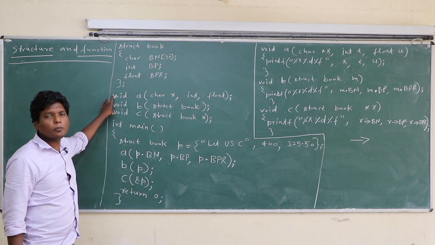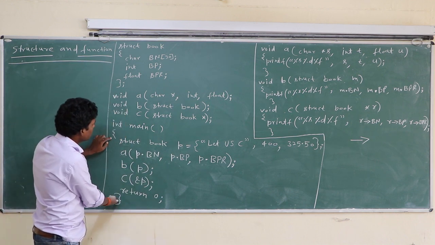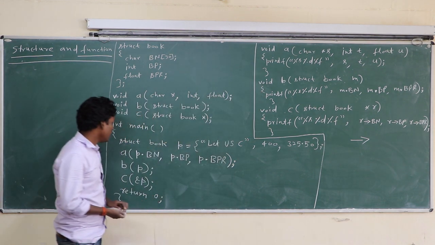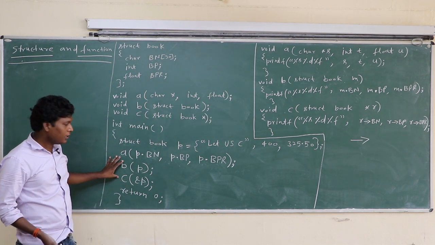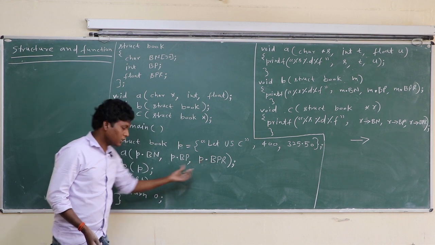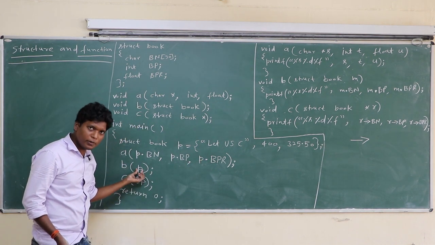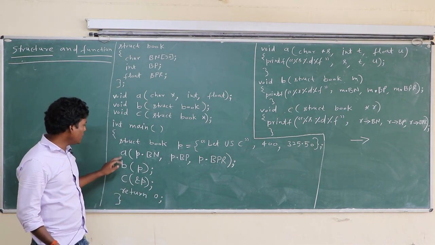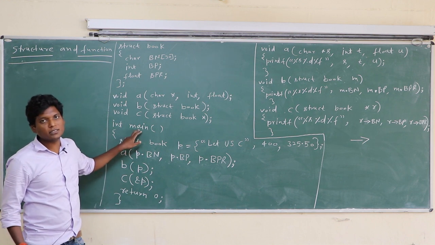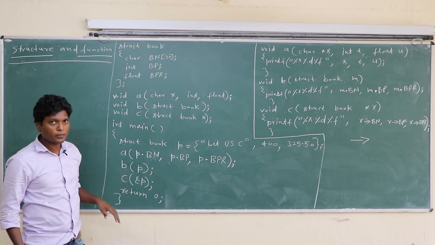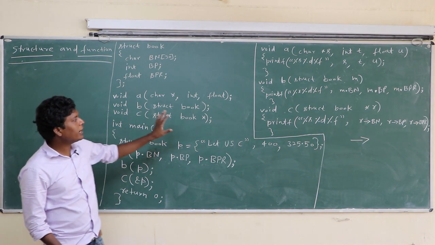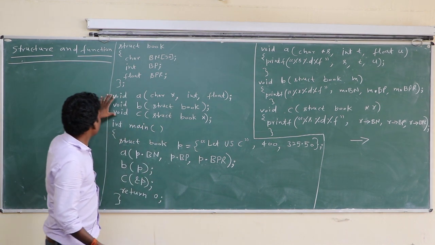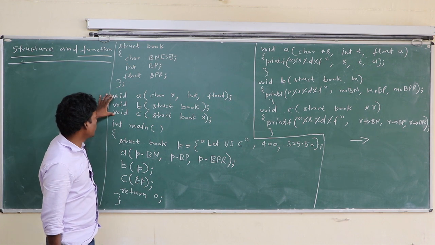The prototype, function prototype declaration. This is the main function from here to here, and this is function A, function B, function C. Okay, all three functions A, B, C are called here. A is called with structure elements, function B is called with structure variables, function C is called with the address of structure variables. Okay, A, B, C are called functions, and main is the calling function, because it is calling A, B, C. Since the functions A, B, C are defined after main, we must declare the function prototype above main.